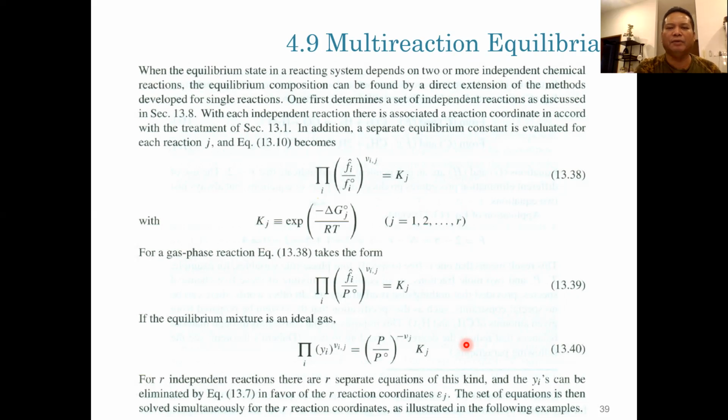Multi-reaction equilibria. Sometimes in a system several reactions occur at the same time. How do we handle that? In addition, a separate equilibrium constant is evaluated for each reaction j. So we have a j here, and the product over i of these terms should equal Kj. Or we can write Kj in this form, which is very similar to the previous equation except for the addition of j.